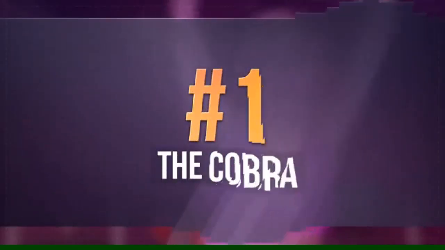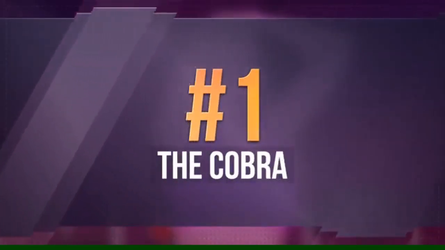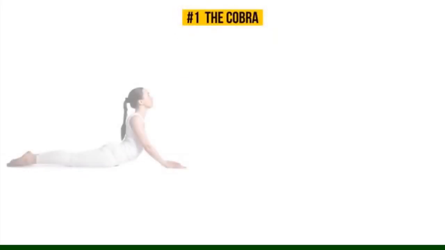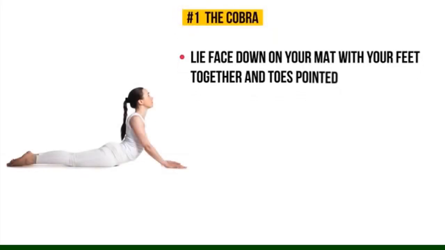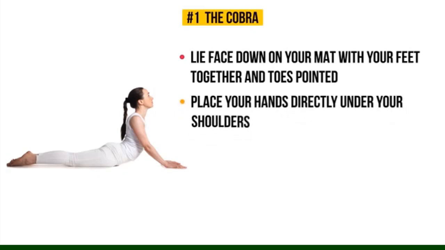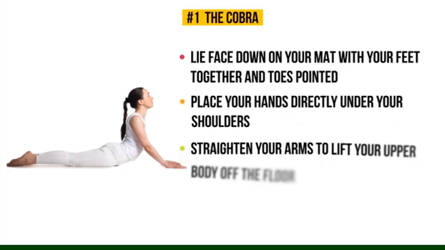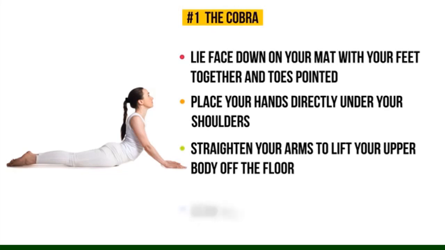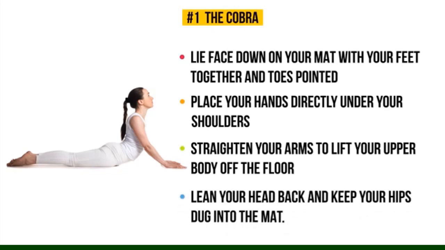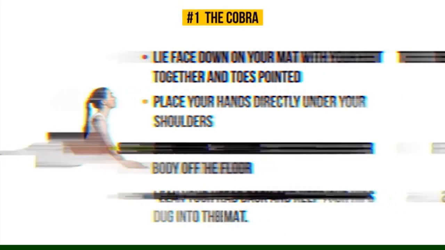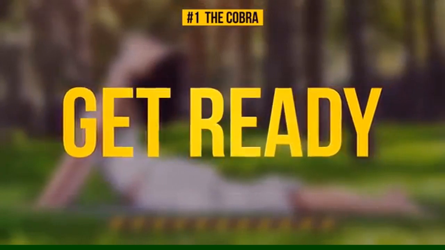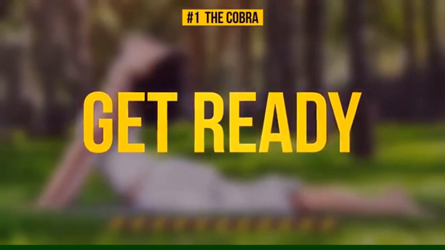Exercise number 1, the Cobra. Lie face down on your mat with your feet together and toes pointed. Place your hands directly under your shoulders. Then, straighten your arms to lift your upper body off the floor. Lean your head back and keep your hips dug into the mat. We're gonna hold this position for 30 seconds. Ready? Let's go!